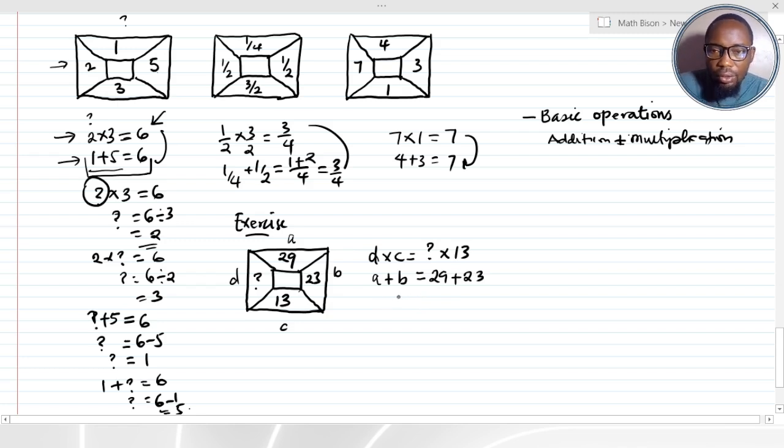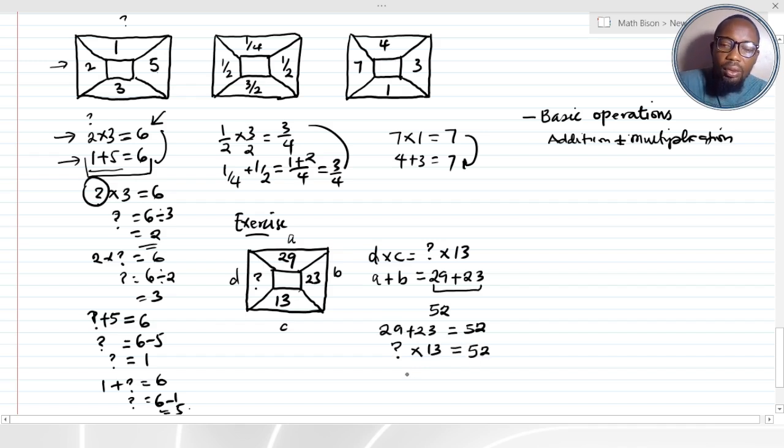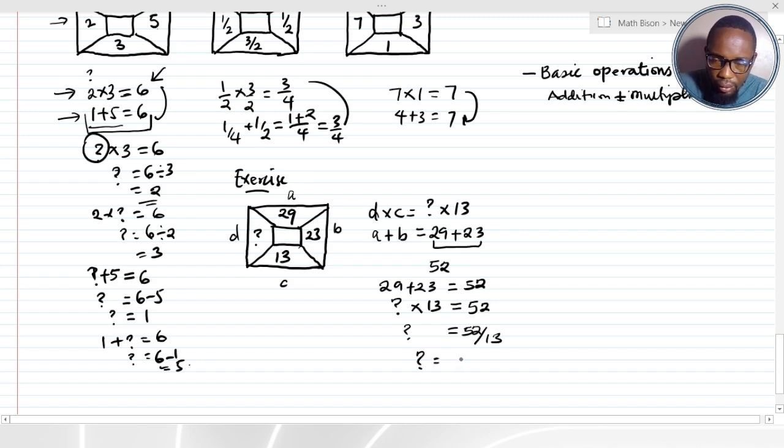So to continue, we need to continue with where we have all of the numbers provided. In this case, 29 plus 23. This is going to be 52. So if 29 plus 23 gives us 52, now we have a case where a particular number multiplied by 13 must also give us 52. So what do we do? By reverse engineering, guys, by reverse operation. If we multiply a number by 13 to get 52, to get that number we should be looking at 52 divided by 13. And that number should be 4.